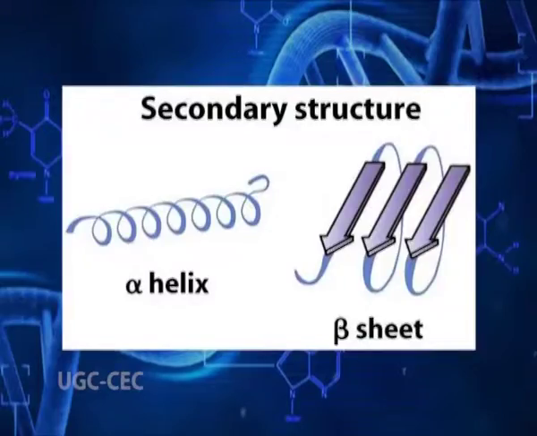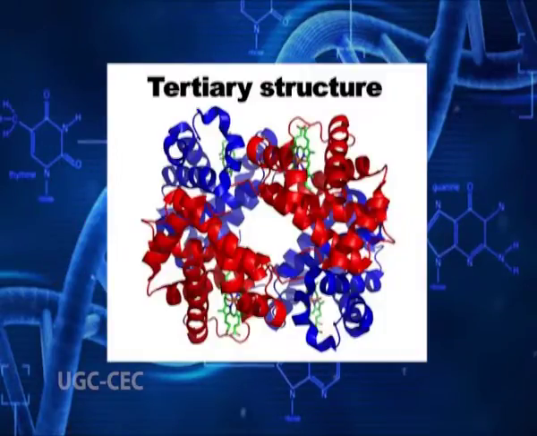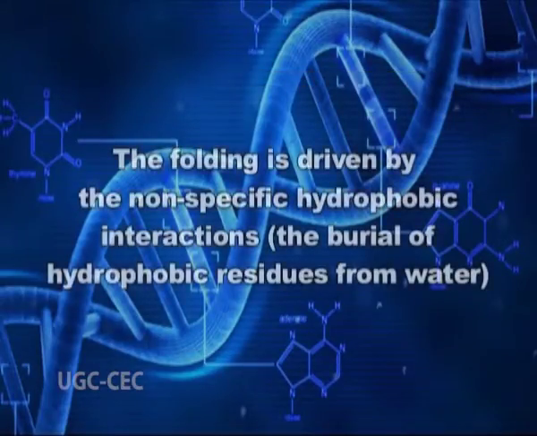Examples: the two most common types of secondary structures are called the alpha helix and the beta pleated sheet. Tertiary structure. Tertiary structure refers to the three-dimensional structure of a single protein molecule. The alpha helices and beta sheets are folded into a compact globule. The folding is driven by the non-specific hydrophobic interactions, the burial of hydrophobic residues from water.